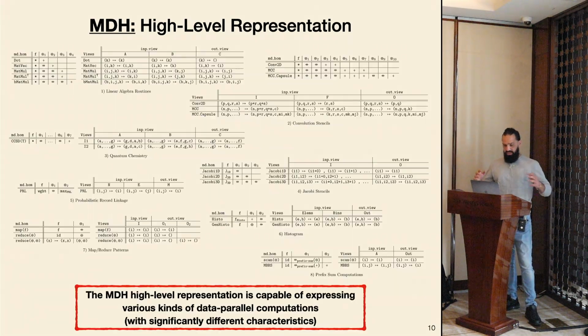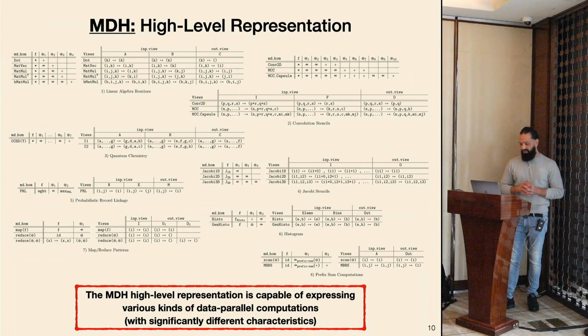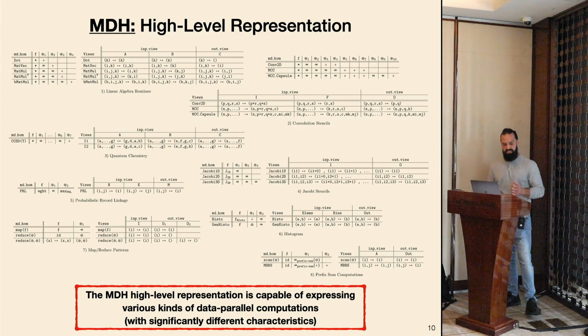And yeah, so in the paper we could show that we are capable of expressing various kinds of data-parallel computations that actually differ in significant characteristics. So for example, we could show that we can express linear algebra routines like dot products, matrix-vector multiplication, matrix multiplication on transposed matrices, batch matrix multiplication.